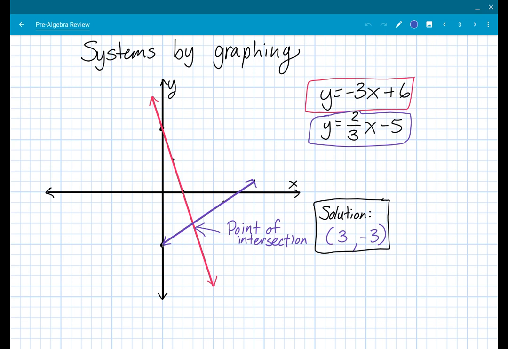And then I have y equals 2/3 x minus 5. You'll notice it's an increasing line. And I see here at 3, negative 3, they intersect. This is the point that both lines have in common. That's why we call it the solution. The x and the y values are shared between both lines.